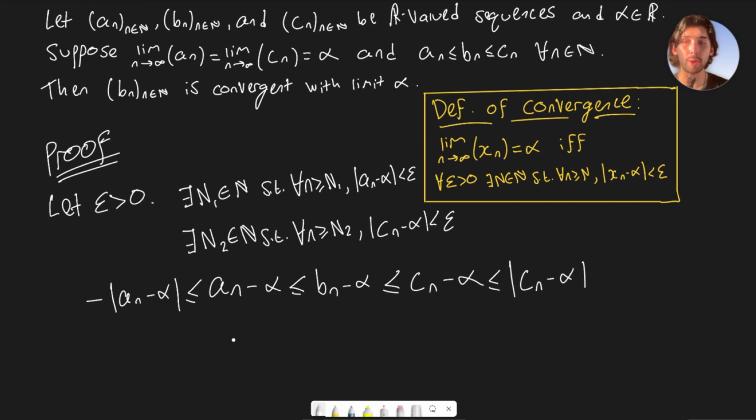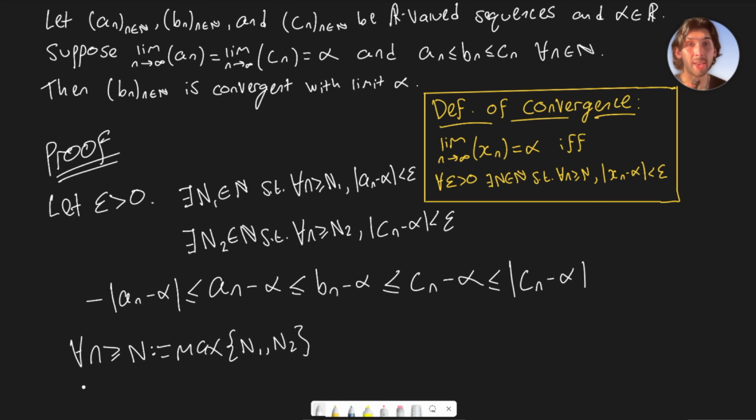Now, this is the cool bit. I can say that for all n bigger than or equal to some capital N in the natural numbers, I can bring both of these definitions in here. I need to choose a big enough capital N so that I can make these statements about the an sequence and the cn sequence. So I'm going to define capital N to be the maximum of n1 and n2.